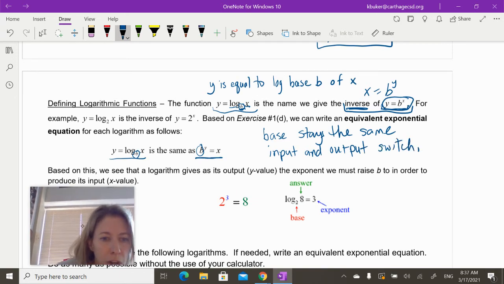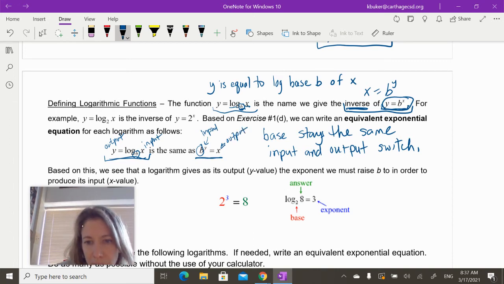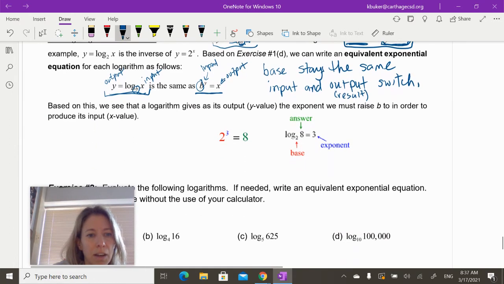The input and output switch. So for a log, whatever it's equaling is the output. So y here is the output, and x is the input. If we're converting it to an exponential, now y is the input and x is the output, or the result. Output is the same thing as the result, the thing that's by itself in the equation. So that's very brief. We'll practice this.